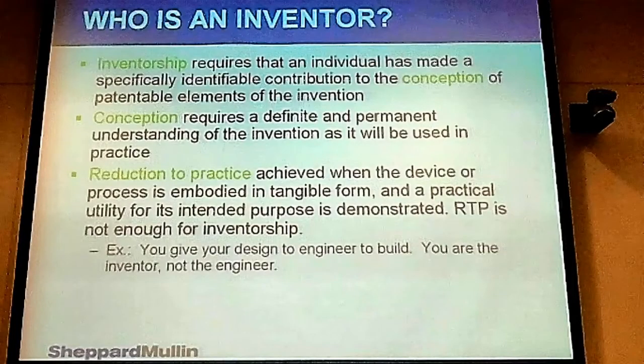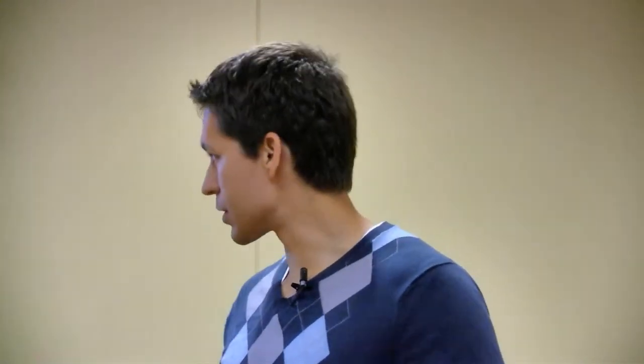And reduction into practice, this can be achieved in two different ways. You can create a prototype that works, that embodies your invention, or you can file an application that describes your invention in full, how it works, different embodiments, what it incorporates, what it's made out of, etc. Reduction to practice, though, is not enough just to be an inventor. For example, if you give your design to an engineer to build, the engineer built it, the engineer reduced that invention to practice, they're not an inventor.